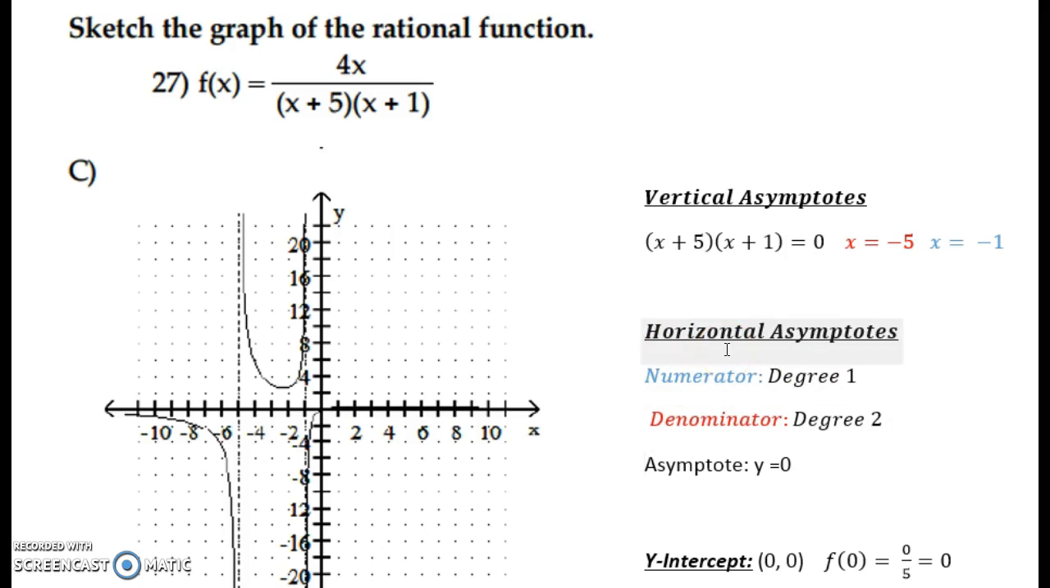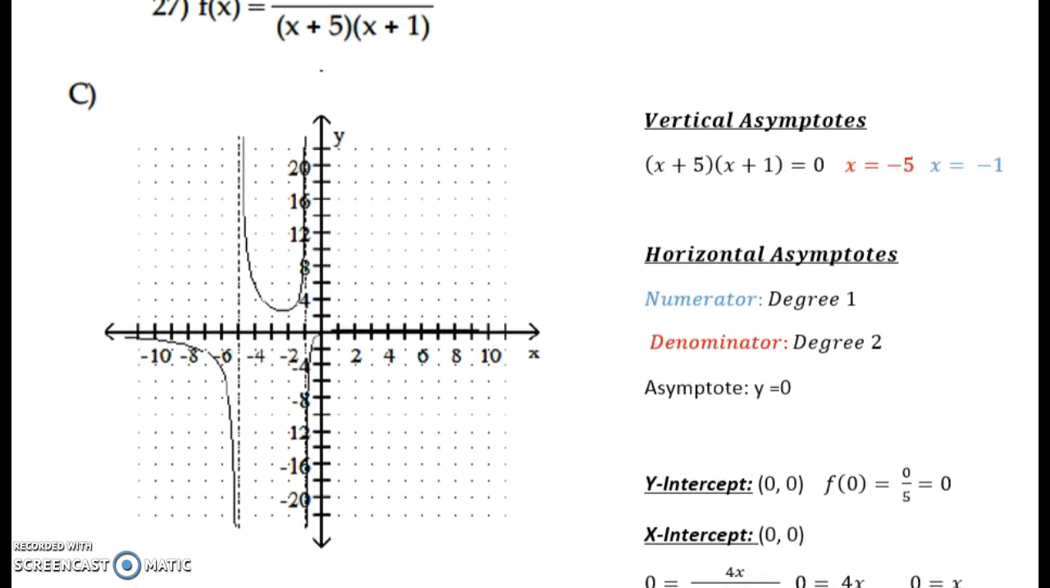Step 2, we want to find horizontal asymptotes. For our particular function here, our numerator has a degree of 1, and our denominator, if you multiply this out, has x squared, so a degree of 2. And since the denominator is bigger, we're going to have an asymptote of y equals 0 for our horizontal asymptote. And that's just the x-axis. It's going to be a horizontal asymptote.